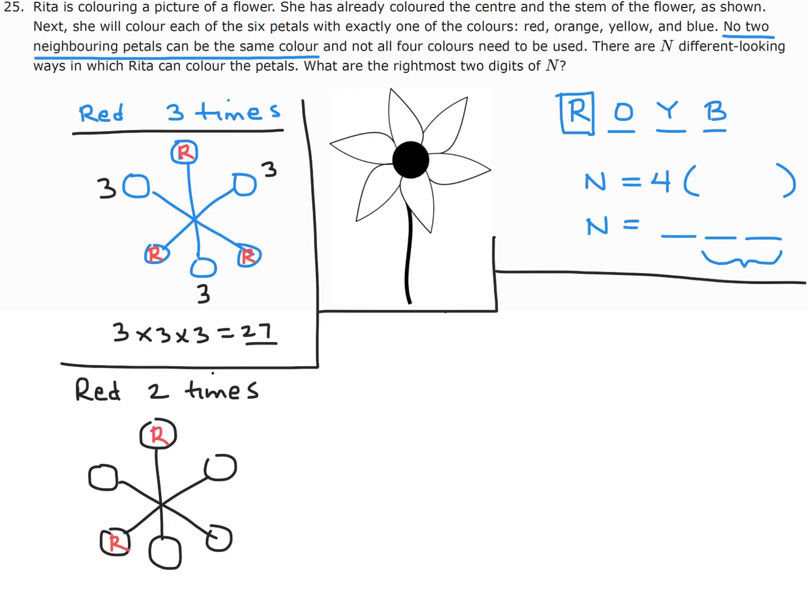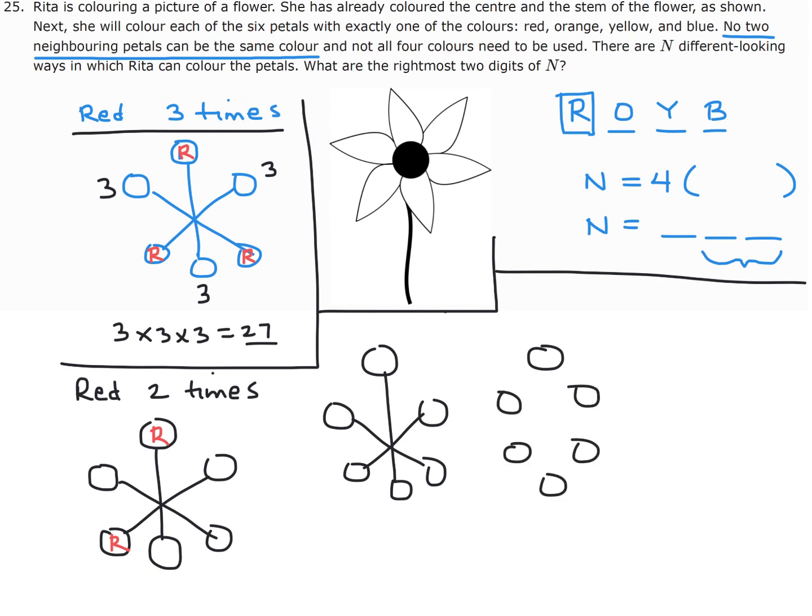Or I can have red. Let's see here, 1, 2, 3, 4, 5, 6. And then I need another one, 1, 2, 3, 4, 5, 6. Okay, all right, so that's one. The other one is top and bottom red, and the other one is top and a little bit to the right, I guess. So these are the scenarios.